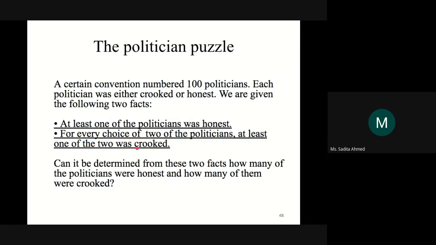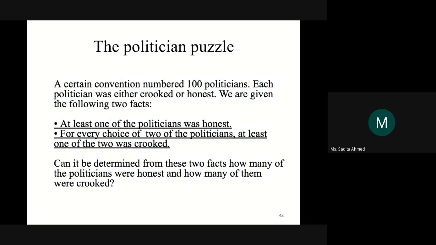What does it mean? It means that if we pick any two politicians from this 100, and if we keep doing that, for all possible combinations, at least one will always be crooked. Okay? All right, these are the things that we know. Now we have to determine how many politicians of these 100 are honest and how many are crooked. That is what we have to determine. How to do that?